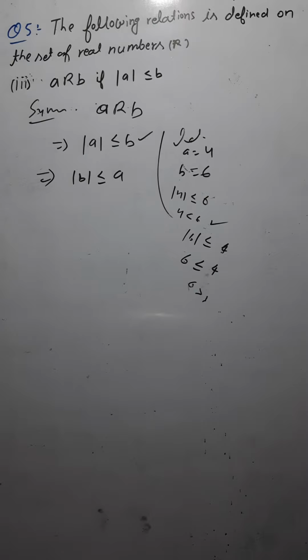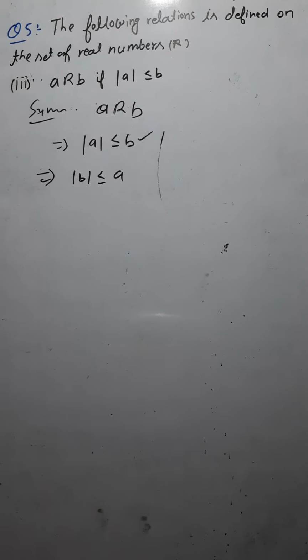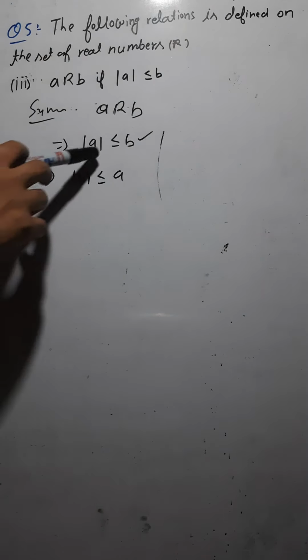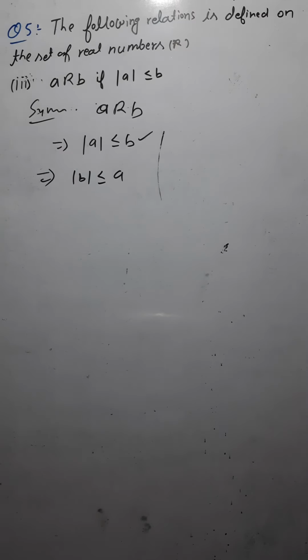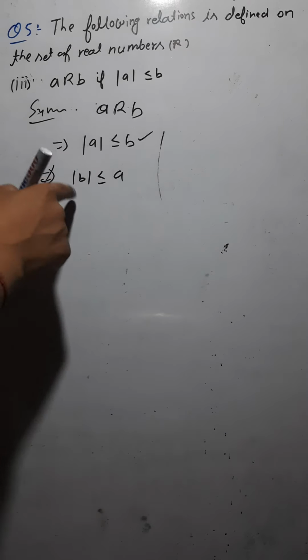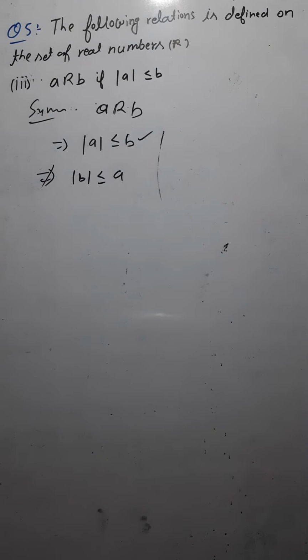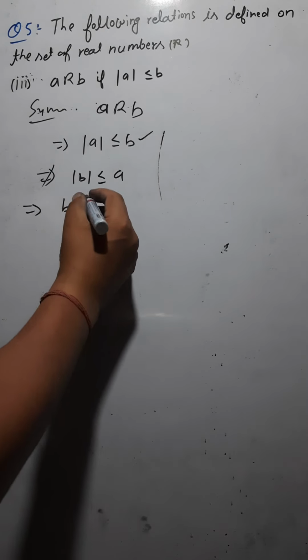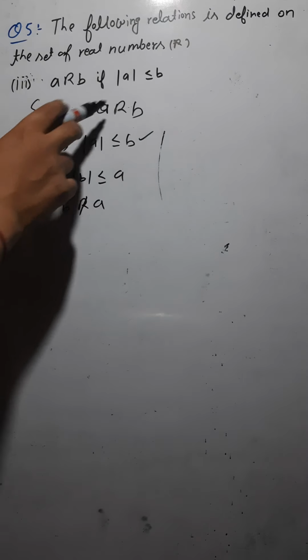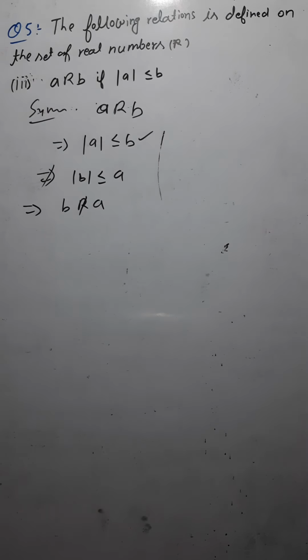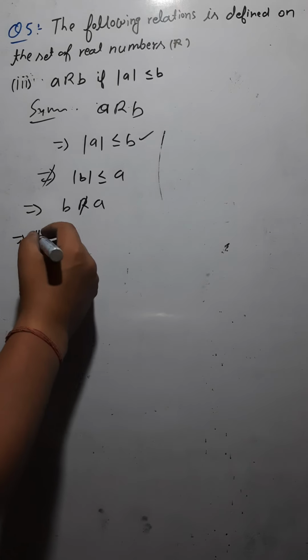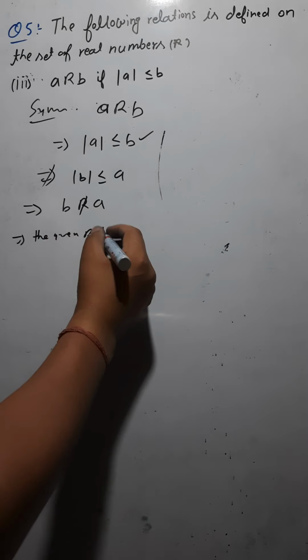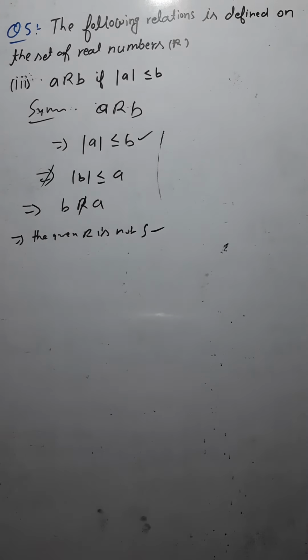So hence, if I am writing A is related to B, it implies that modulus of A is less than or equal to B. But it does not imply that modulus of B is also less than or equal to A. So if it does not imply this, what does it imply? It implies B is not related to A. So now if A is related to B and B is not related to A, then you would say that the given relation is not symmetric. It implies the given relation is not symmetric, isn't it?